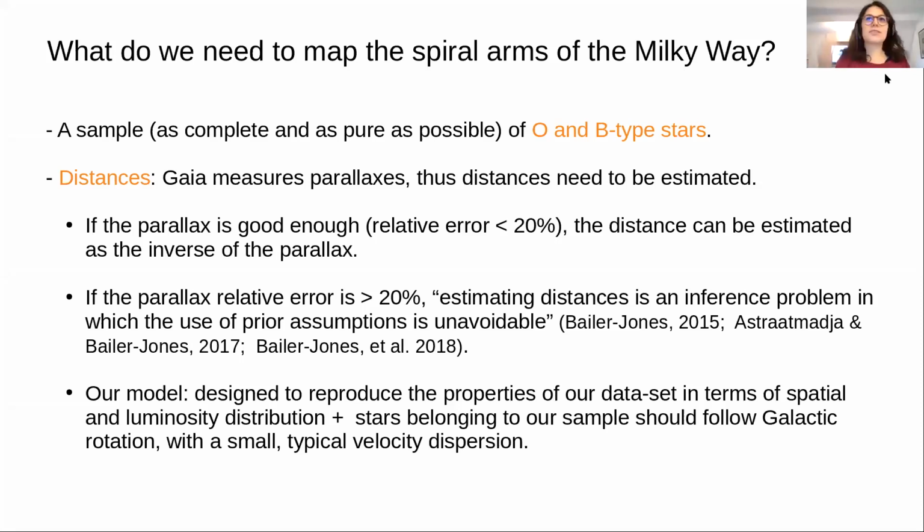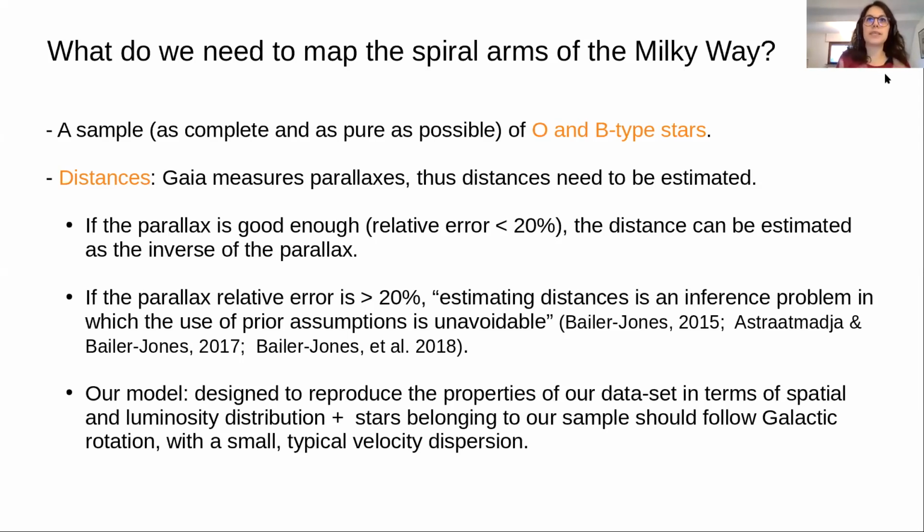As you might be well aware, Gaia measures parallaxes, and distances need to be estimated. If the parallax is good enough, in general, that is not a problem. You can just invert the parallax and obtain a good estimate of the distance. However, as Coryn Bailer-Jones says, if your errors are larger than 20%, then estimating distances is an inference problem, and you need to use priors.